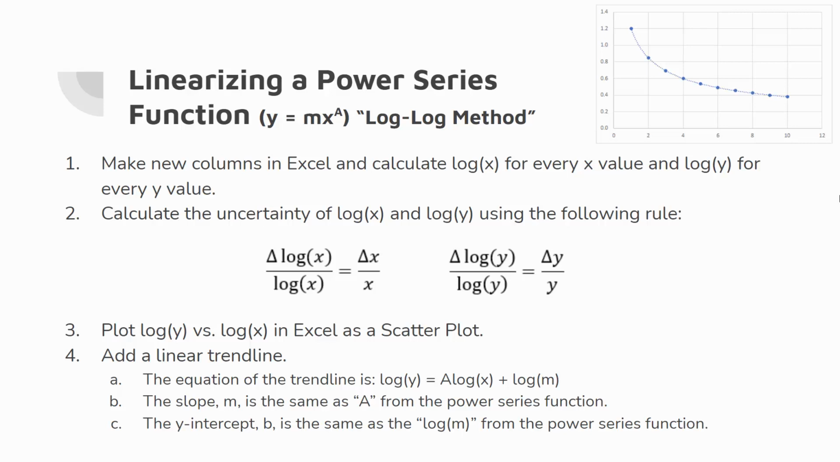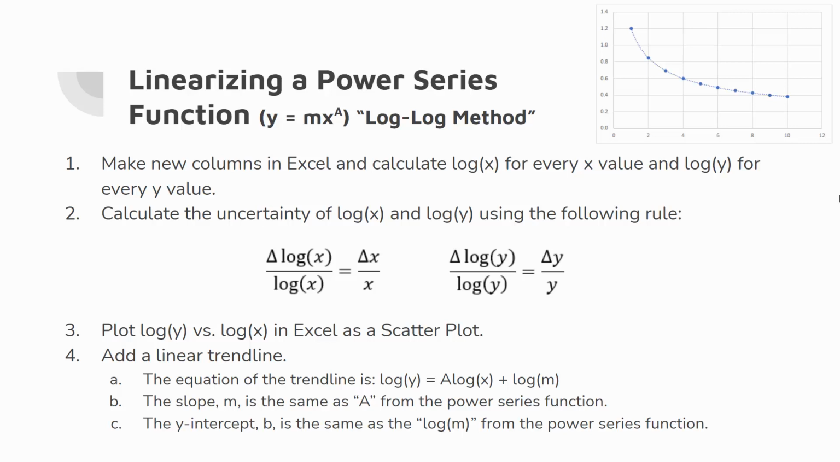I'll show you. We are going to need to calculate the uncertainty of the log of x and the log of y, because we want to be able to include error bars in our linear graph so that we can find the maximum and minimum fits. We're going to use the following rules, or rule. It's the same rule. I just wrote it twice for you, for x and for y. We're basically going to say that the percent uncertainty in the log of x should be the same as the percent uncertainty in x, and the same goes for y. And I'll show you an example of this.